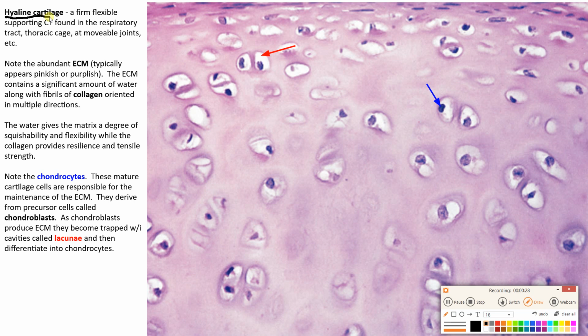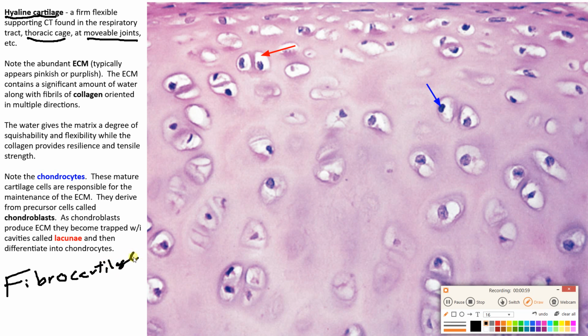It's a firm, flexible, supporting connective tissue. It is found in your trachea, your larynx, your respiratory tract. Connects your ribs to your sternum, so it's in your thoracic cage. And it's at all your movable joints. There are two other types of cartilage. There is fibrocartilage, which is in your intervertebral discs, between your vertebrae. And then there is also elastic cartilage, which is in your ear and your epiglottis.